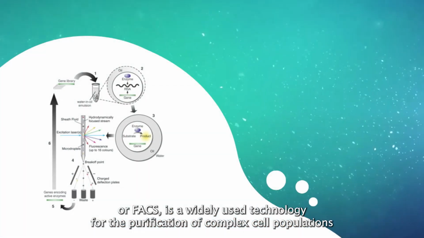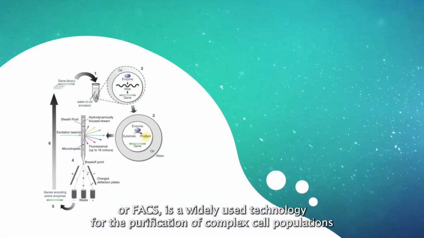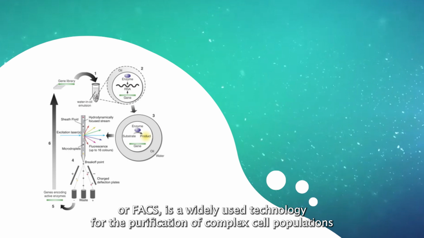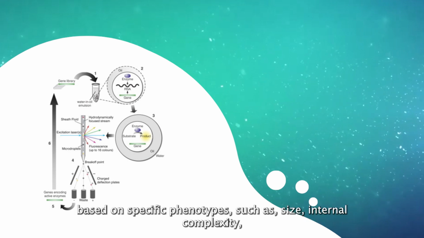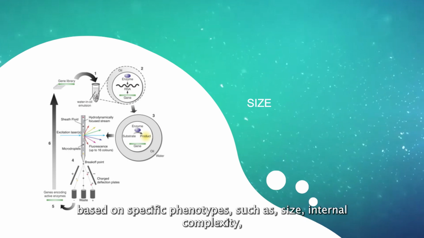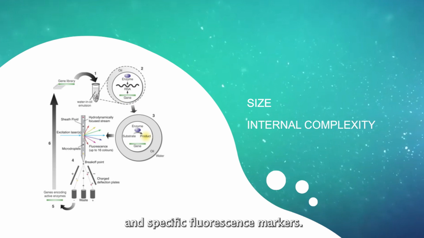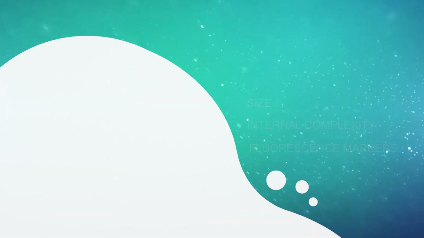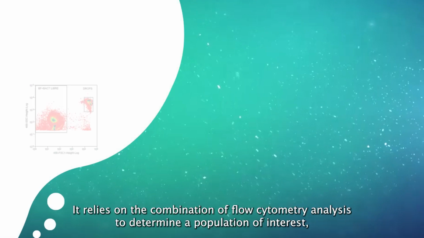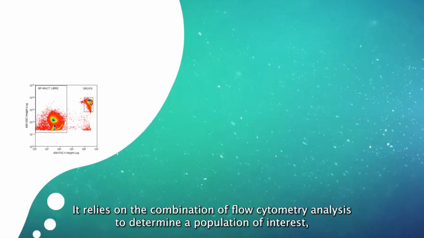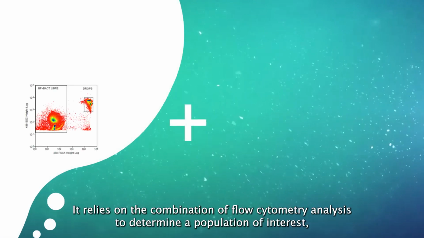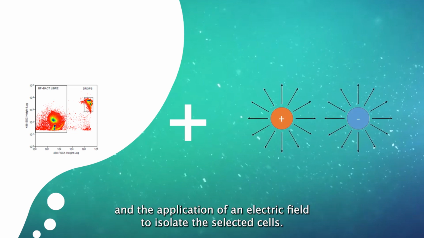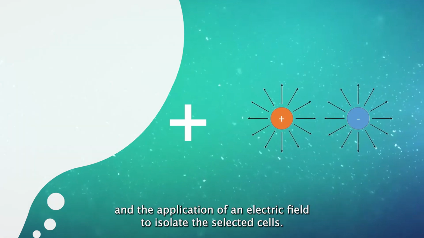Fluorescence-activated cell sorting, or FACS, is a widely used technology for the purification of complex cell populations based on specific phenotypes such as size, internal complexity, and specific fluorescence markers. It relies on the combination of flow cytometry analysis to determine a population of interest and the application of an electric field to isolate the selected cells.